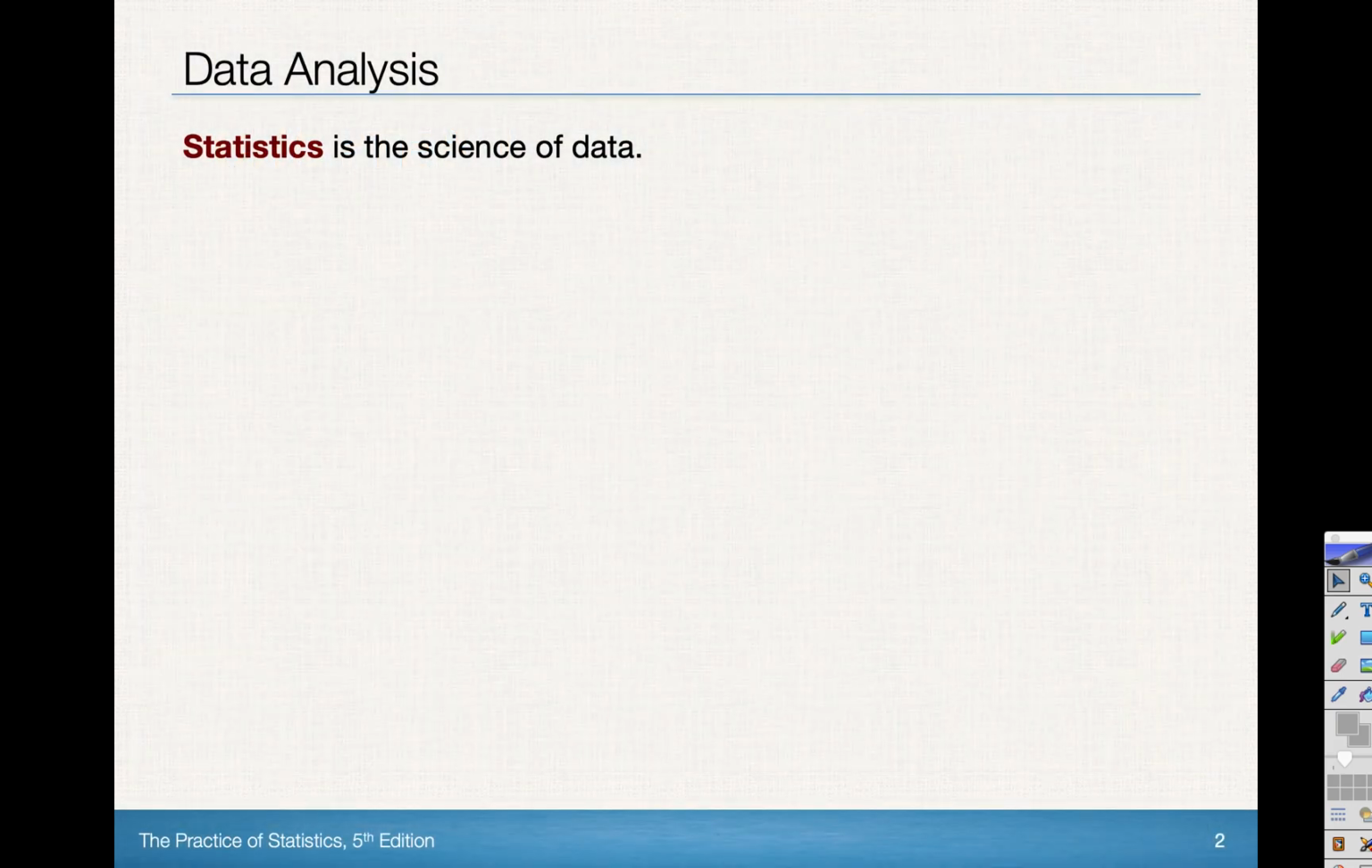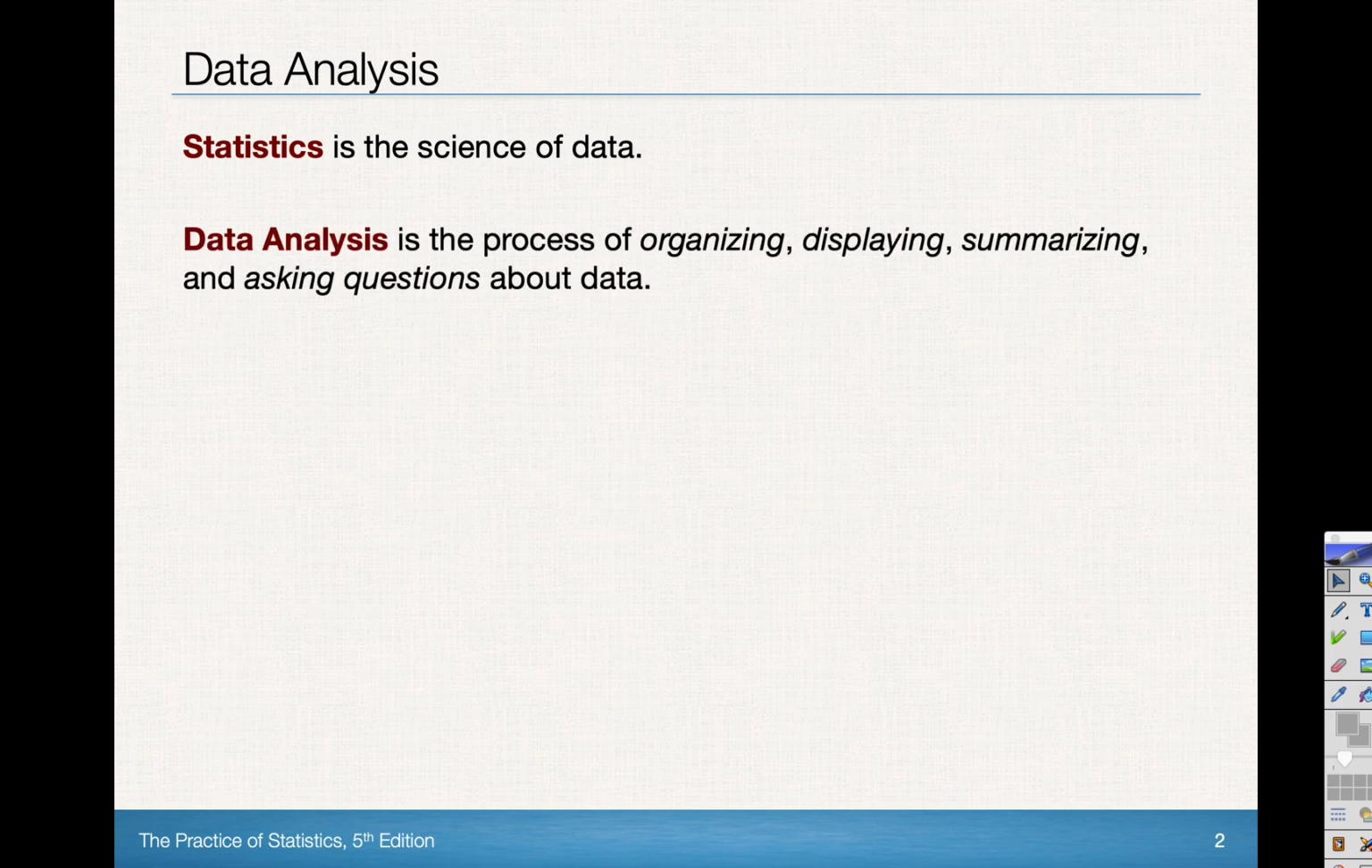Let's talk about what statistics is. Statistics is the science of data. It really is a science more than it is a math. And data analysis, which is what we're going to be doing, is the process of organizing, displaying, summarizing, and asking questions about data. So our task today is to figure out how to organize and display data, and then we'll eventually get to how we can summarize it and eventually ask and answer questions about what our data means to us.